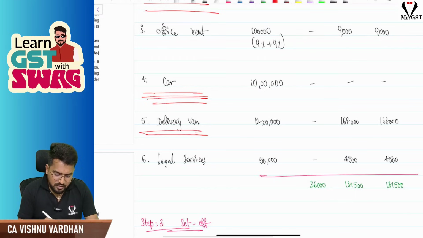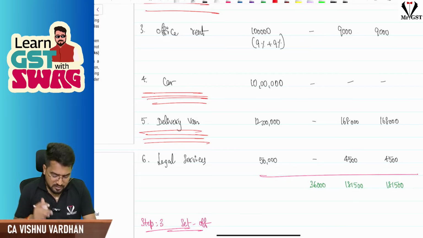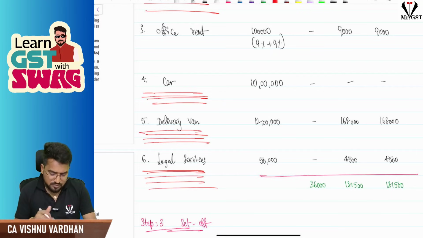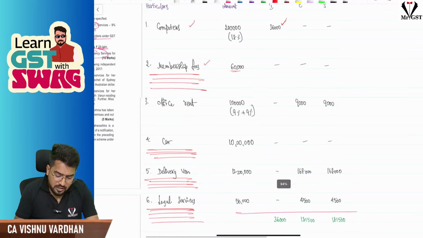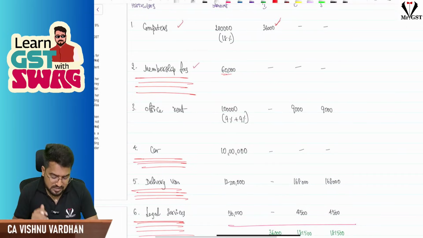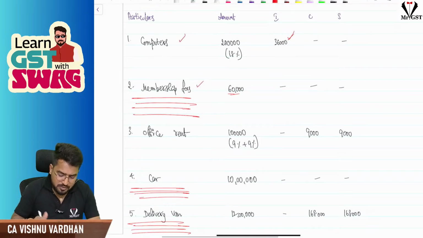Here only passenger vehicles with the seating capacity discussed above are blocked from taking ITC, but goods vehicles are eligible for ITC. Legal services are taxable under reverse charge, but still the recipient can avail ITC. Like that, you give the reasoning and fill the columns with the amounts. Please understand.